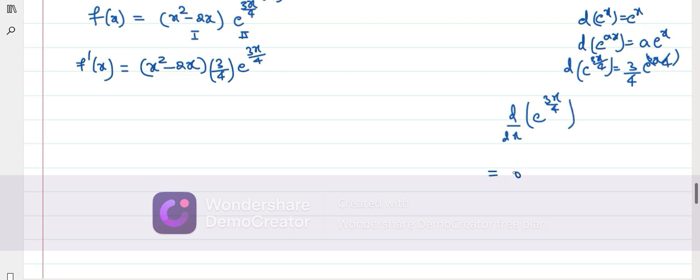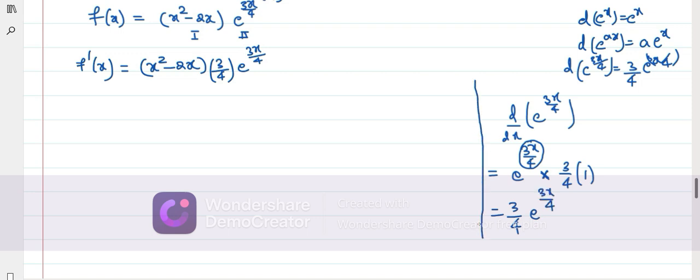What is that? It is e power 3x by 4 into... Now you have to differentiate what? You have to differentiate the power with respect to x. It is 3 by 4 into x. 3 by 4 is constant, take that outside. What is the differentiation of x? It is 1. So I can say that it is 3 by 4 into e power 3x by 4. So the differentiation of e power 3x by 4 is 3 by 4 into e power 3x by 4.